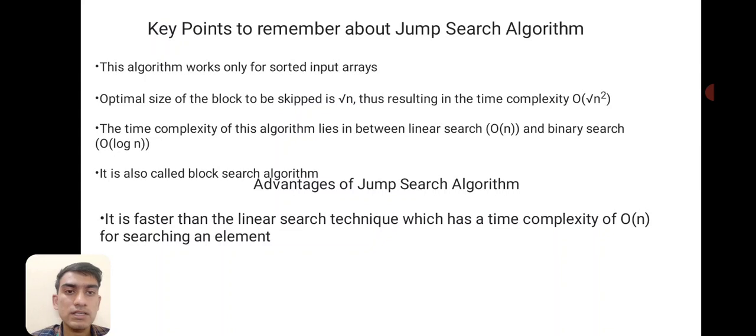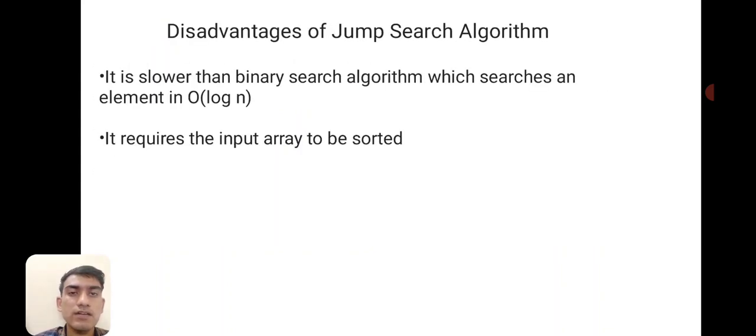It is faster than linear search technique, which has a time complexity of O(n) for searching an element. And the disadvantages of jump search algorithm are that it is slower than binary search algorithm, which searches an element in O(log n). It also requires the input array to be sorted first for the algorithm to work.